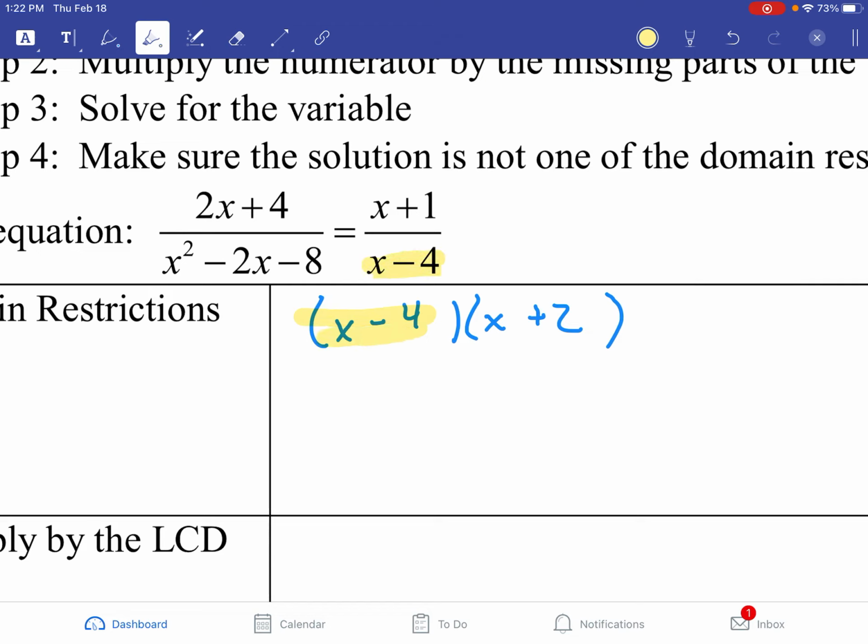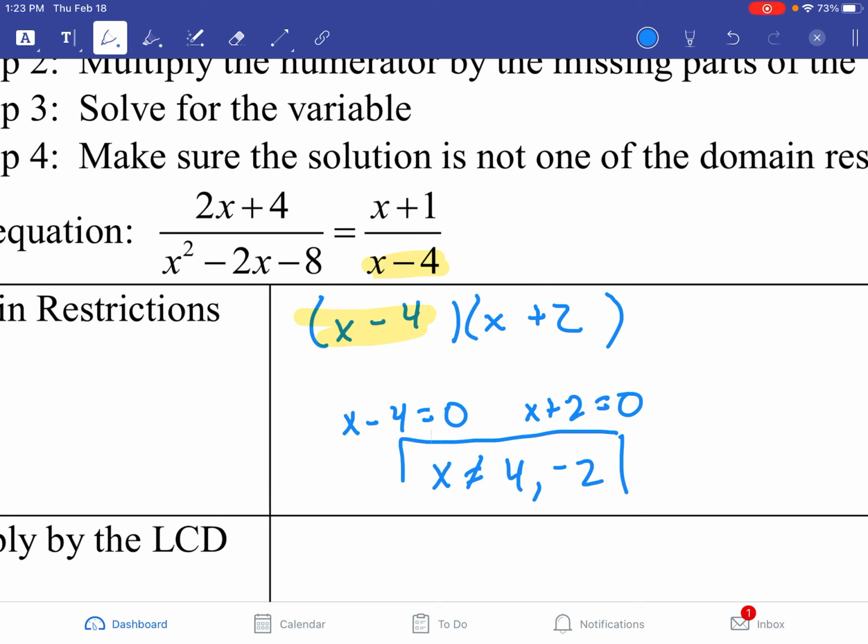Now you'll notice this denominator and this denominator are the same thing, so like when we did domain restrictions, we don't have to solve for it twice. Once is good enough. So we have x minus 4 equals 0 and x plus 2 equals 0. We solve for x, and x cannot equal positive 4 or negative 2. So when we're done with our problem, we have to make sure that our answers to the equation aren't either 4 or negative 2. Okay?